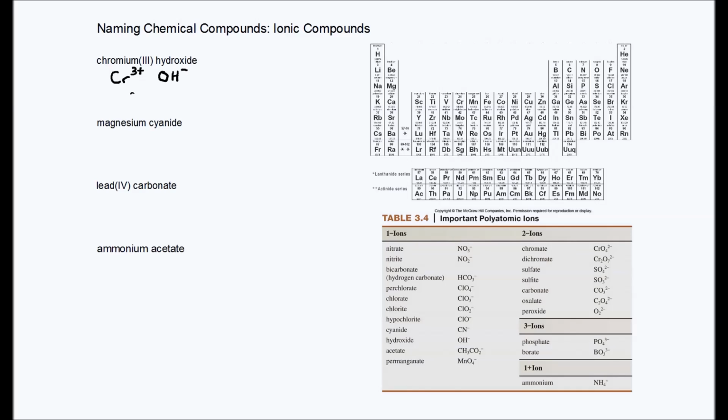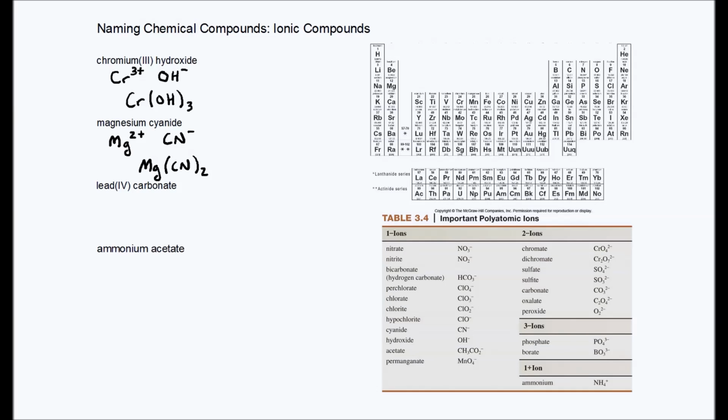Now crossing the charges. Cr, OH, 3. I need 3 OHs because I need 3 negative charges to cancel the 3 positive charges. Magnesium cyanide. Magnesium is a +2 charged ion when it's in ionic compounds. So Mg with a 2 plus. Cyanide is CN minus. So CN minus 1. Crossing the charges again, I get Mg(CN)2.